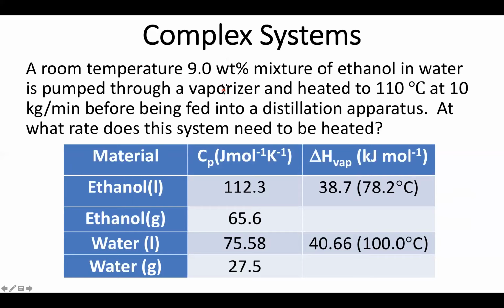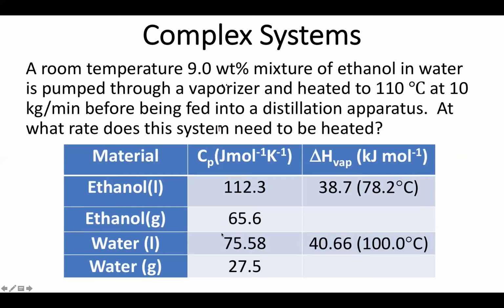So now here's the question. What rate do I need to heat the system? The rate's going to be largely driven by the rate of heat. But what I'm really going to need to do is split this into two major features. I'm going to need to find the change in enthalpy of the ethanol and the change in enthalpy of the water. Otherwise, it's going to take way more than a single slide.